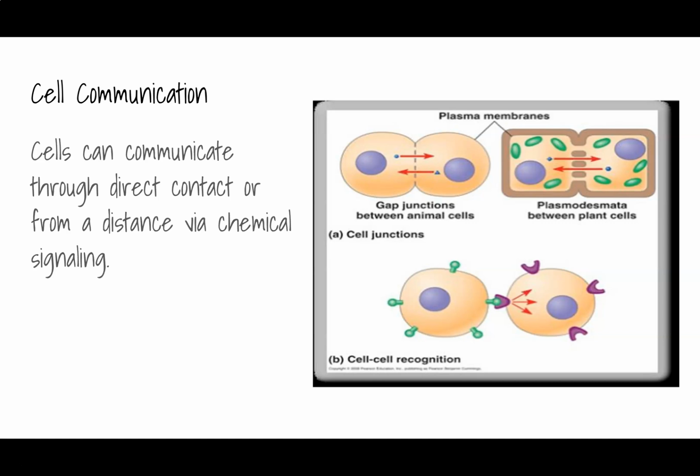It may act upon that same cell, or it may act on another cell touching it, or another cell near it, or another cell far away, through something like the bloodstream. So basically, these cells can communicate through direct contact, or over a large distance. So let's take a look.